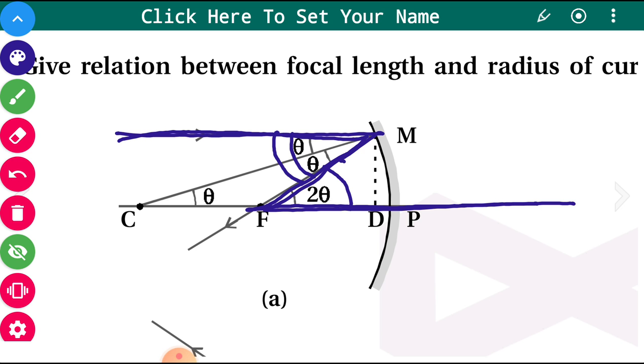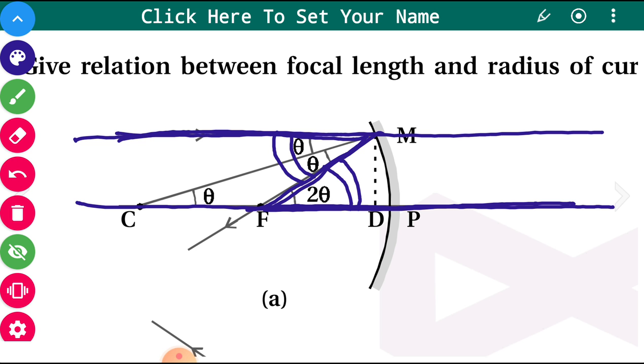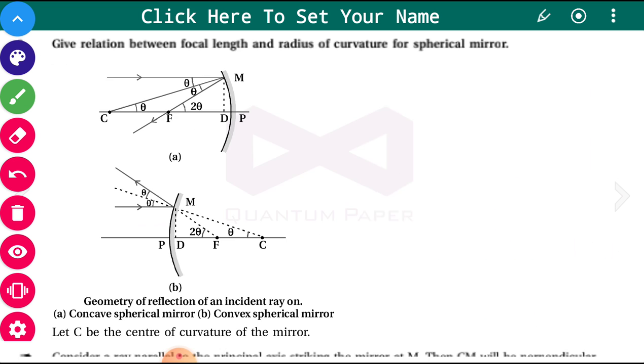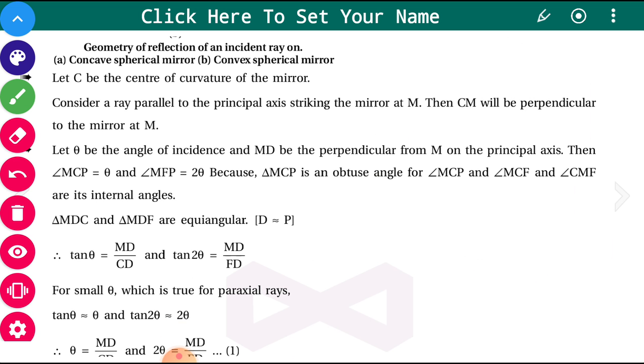So this angle must be 2 theta, as these two lines are parallel to each other because they are parallel rays, and this becomes the transversal. Okay, so the angles are very clear for you to understand. So different angles here are shown. Okay, here theta is the angle of incidence and MD is the perpendicular from M on the principal axis.